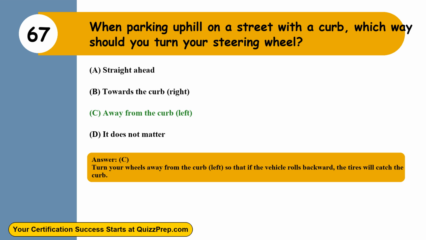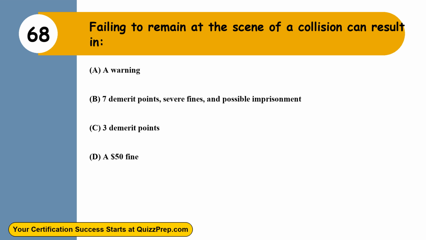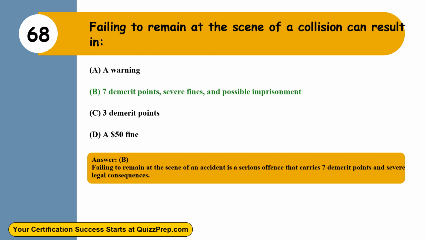Question 68. Failing to remain at the scene of a collision can result in: Option A, a warning. Option B, 7 demerit points, severe fines, and possible imprisonment. Option C, 3 demerit points. Option D, a $50 fine. The correct answer is option B. 7 demerit points, severe fines, and possible imprisonment. Failing to remain at the scene of an accident is a serious offense that carries 7 demerit points and severe legal consequences.